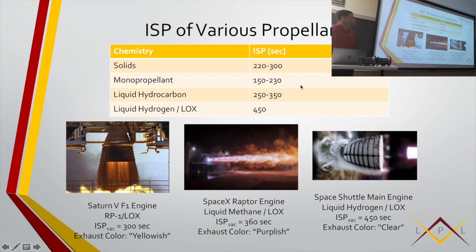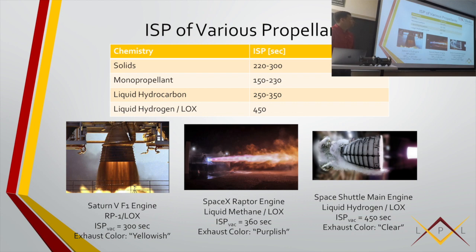Liquid hydrocarbons. So this is your kerosene LOX, your methane LOX. Anything with a C and an H in it for a fuel is your hydrocarbon. So that'll give you 250 to 350. And this is what we use, right? For our kerosene, or if we use Jet A fuel or RP1, that's this form here. And so you'll get a little bit higher.